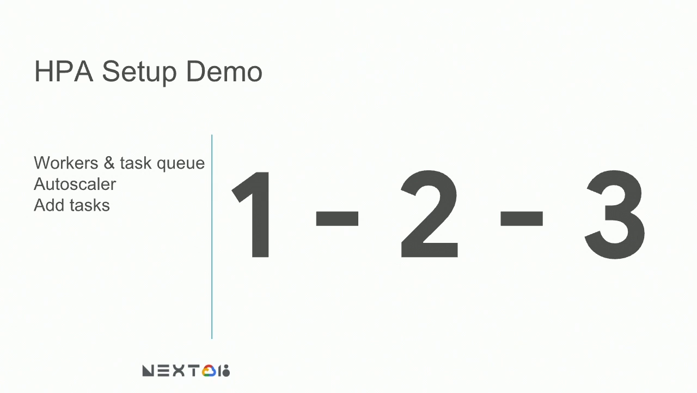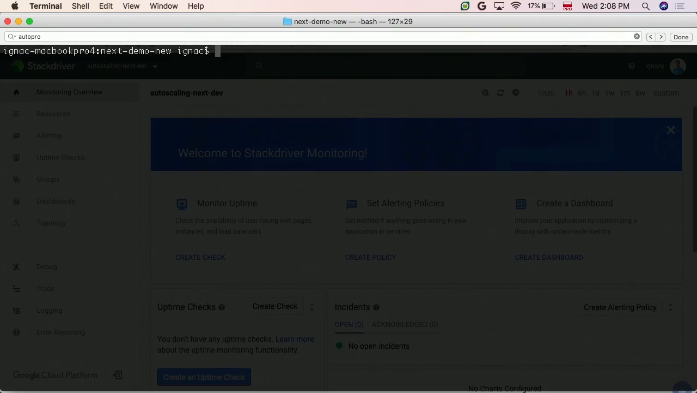First of all, we're going to set up the workers and the task queue. The second step will be configuring the autoscaler that, based on the number of elements in the queue, will autoscale the workers. And finally, we'll add some tasks into the queue and just see the system rolling. All right, but before I get started, let me show you the environment we are using here. So basically, what cluster I'm using.